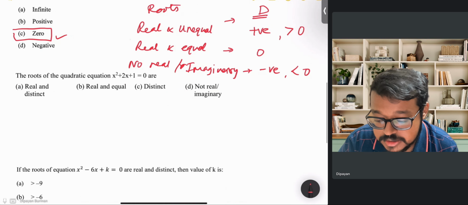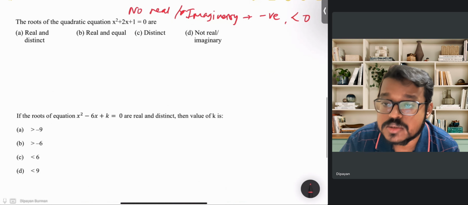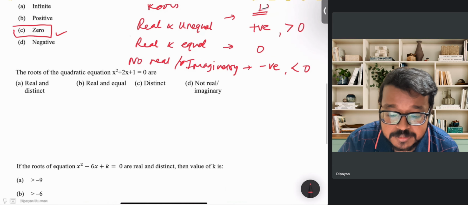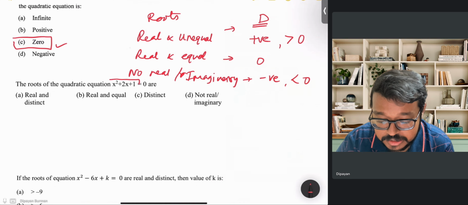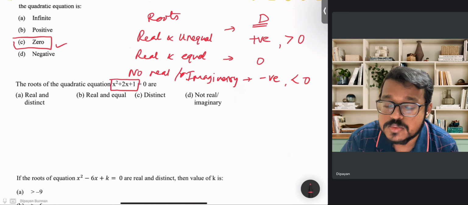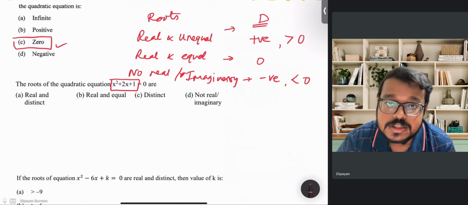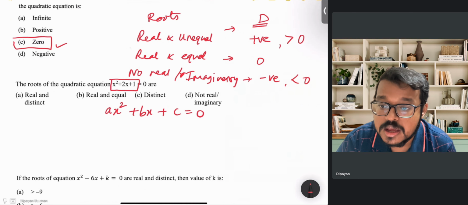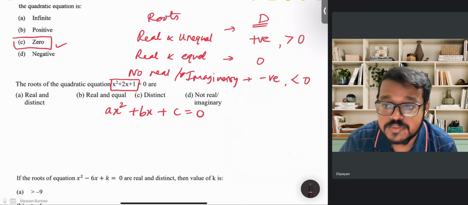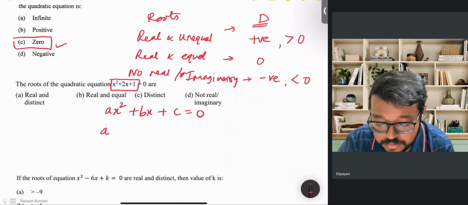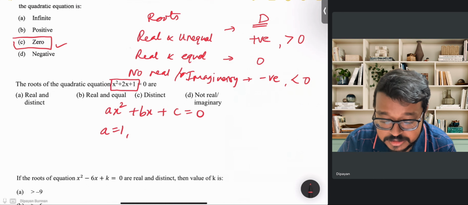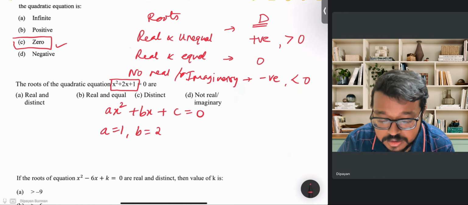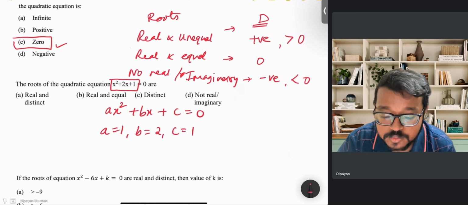Then the next question is, the roots of the quadratic equation x square plus 2x plus 1 equals to 0 are which of the following? So with the same concept, let's look at the quadratic equation x square plus 2x plus 1 equals to 0. Let's compare with the standard form of a quadratic equation ax square plus bx plus c equals to 0. Coefficient of x square, here we have nothing, so it is 1. So a equals to 1. Coefficient of x is 2, positive 2, so b is 2, and the constant c is equal to 1.